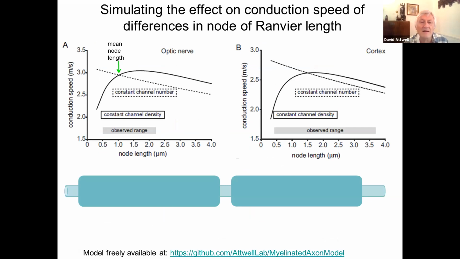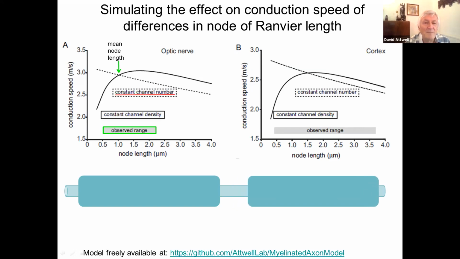Now, what does it mean? We've investigated this using computer modeling, using a model which is freely available at the Attwell Lab GitHub site, and you can download and run these models from there. And what we're interested in is how the conduction speed will vary as a function of node length if you adjust the node length. Now, this is the observed range of node lengths, in this case in the optic nerve. It's basically the same story for the cortex. So as we increase the node length going through this observed range, what's going to happen to the conduction speed?